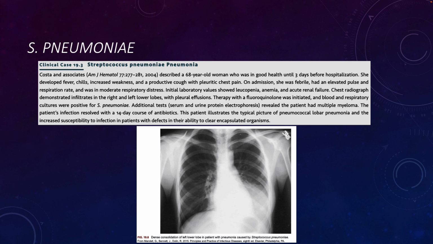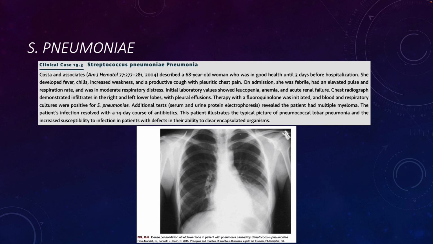Chest x-rays demonstrated infiltrates in the right and left lower lobes, so right in the lobes. She was treated with a fluoroquinolone. Blood and respiratory cultures were positive for Streptococcus pneumoniae. Additional tests revealed that the patient had multiple myeloma, so the patient has cancer. The patient resolved the infection after a 14-day course of treatment.